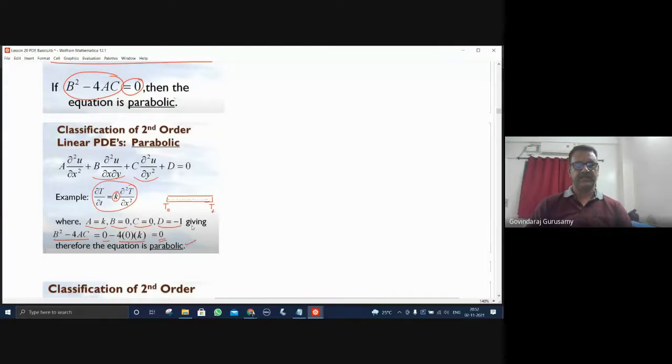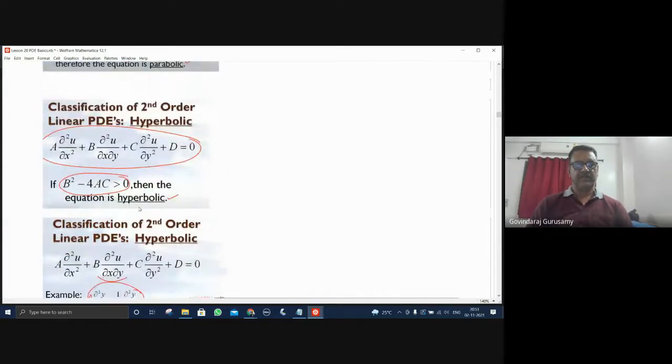You can see here A equal to K, B equal to 0, C equal to 0, D equal to -1, which leads to 0. And this is your typical heat equation, which is again similar to your diffusion equation.